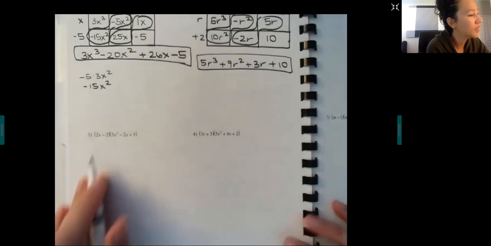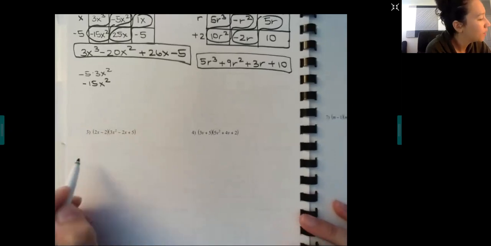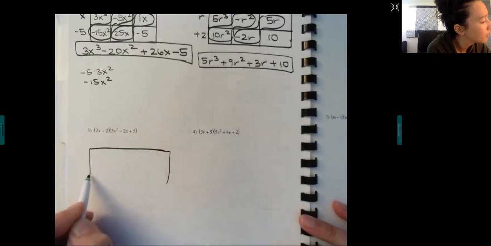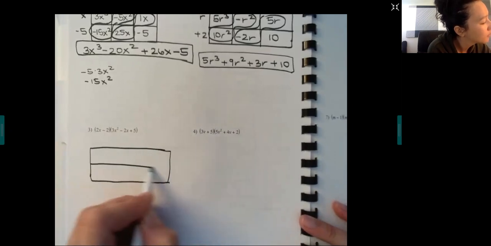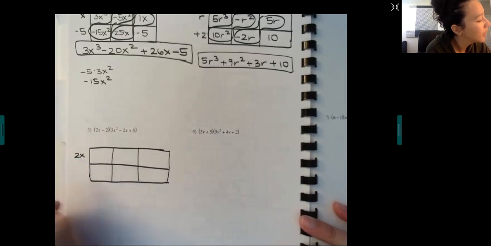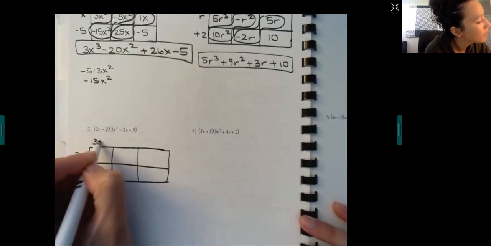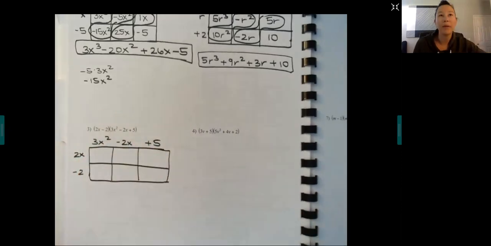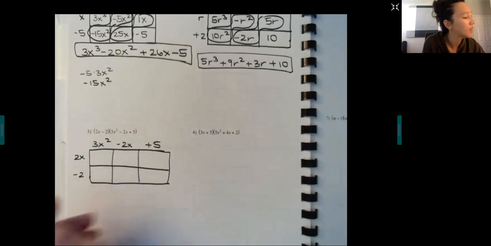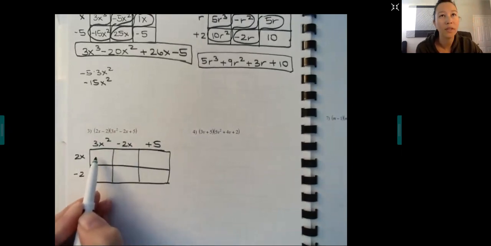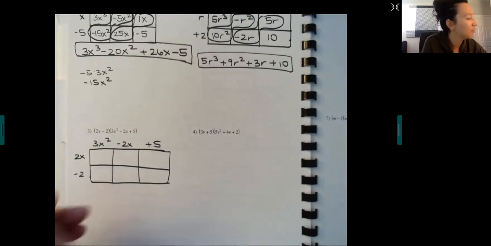Okay, and we'll just go ahead and do number 3 and 4, and then we'll move on to today's assignment. Okay, so we have 2x minus 2, we have 3x squared minus 2x plus 5. All right, I'm gonna go in the order that Zoom has you guys listed. So this first box, we have 2x times 3x squared. So what's the area of this box? Amari, you're first.